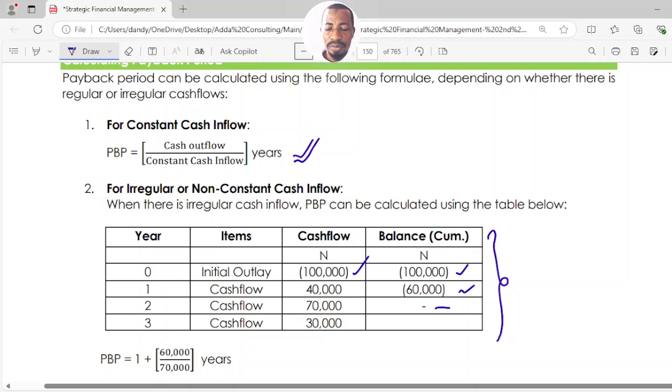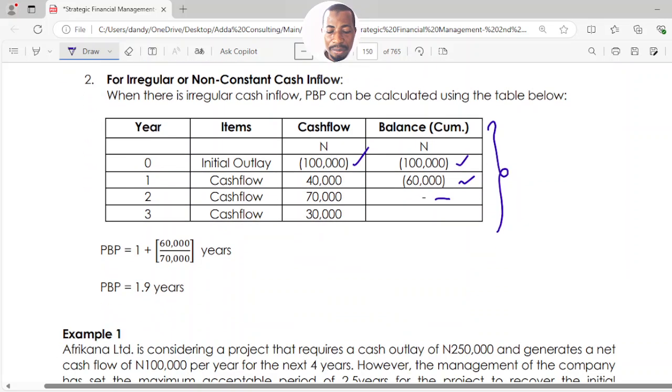So as a result, how many years have we recovered? We have recovered 40,000 naira in year one. Therefore, to calculate my payback period, I would then say year one, I've recovered 1 year plus the outstanding balance of 60,000 divided by the next cash inflow of 70,000. That's what produced 1.9 years, which means that this project will recover the initial investment of 100,000 naira within the next 2 years. So that is how to calculate payback period.